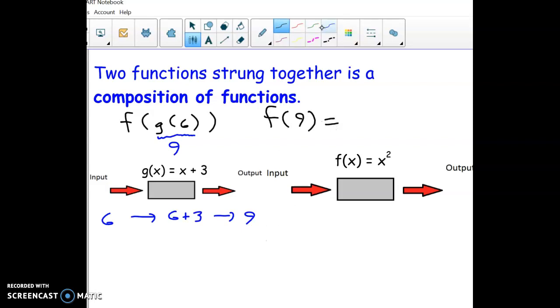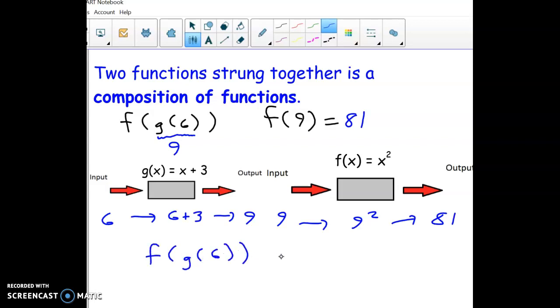All right, and so that 9 now becomes the input, right? g of 6 is 9. So that becomes the input into f. So we're going to do f of 9, which squares the 9 and gives us an output of 81. All right, so overall the way we write this is f of g of 6 is 81. All right, so that's an example of a composition of functions where we strung the two functions together. We do the inside function first, pass that output into the input for the second function.